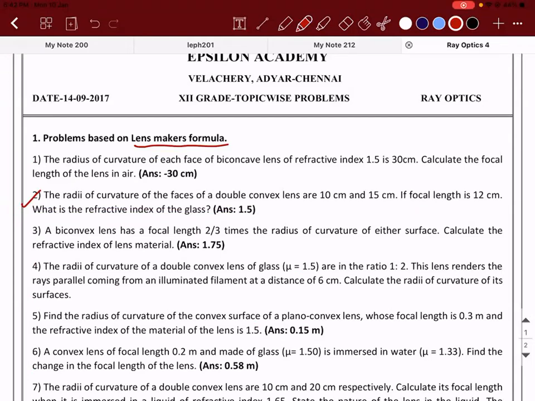So radii is the plural of radius. Radii of curvature of the faces of a double convex lens are 10 centimeter and 15 centimeter. If the focal length is 12 centimeter, what is the refractive index of the glass?